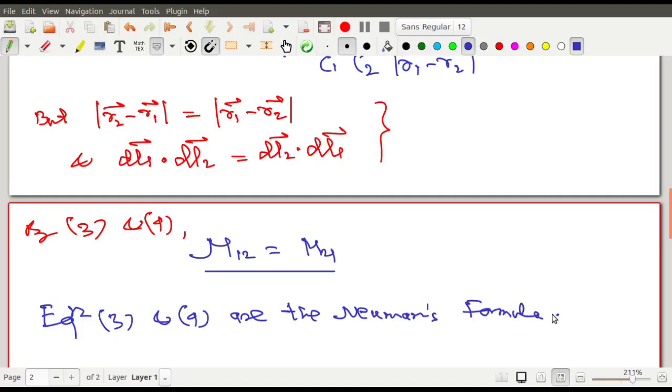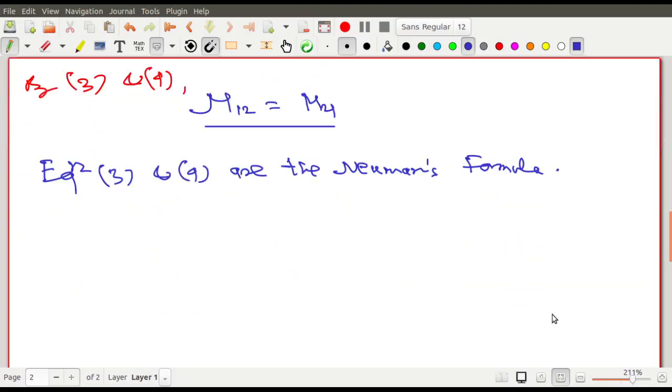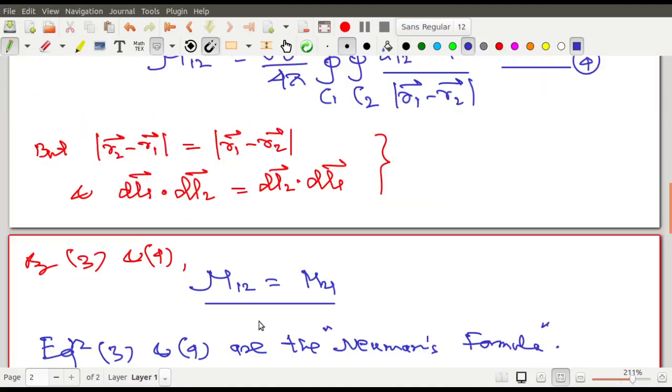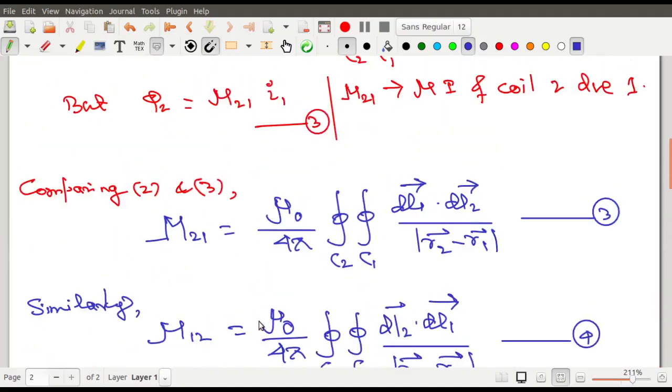So from here you have learned Neumann's formula. This is how you come to know about Neumann's formula. Now, can you tell me on what factors the mutual inductance between two coils depends? Between any two circuits, the mutual inductance depends upon what factors? Just look at equation 3, either 3 or 4, and you will be able to answer on what factors the mutual inductance depends. On what factors does the mutual inductance of the coil depend? It depends upon what factors?